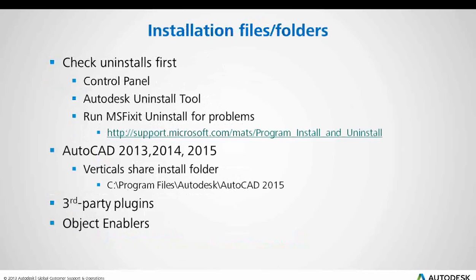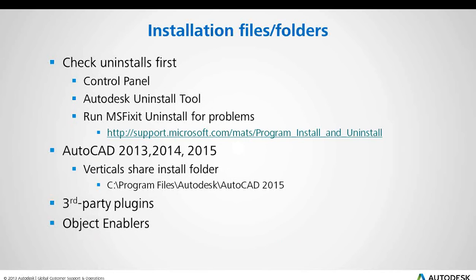All right, moving on. The installation files and folders. So the first step you want to do is make sure that you've uninstalled the software through Control Panel, whatever normal method. So there's a few options for doing the uninstall. There's Control Panel, which is just normal. You're going to go into Control Panel, uninstall a program or programs and features, and uninstall the software from there.